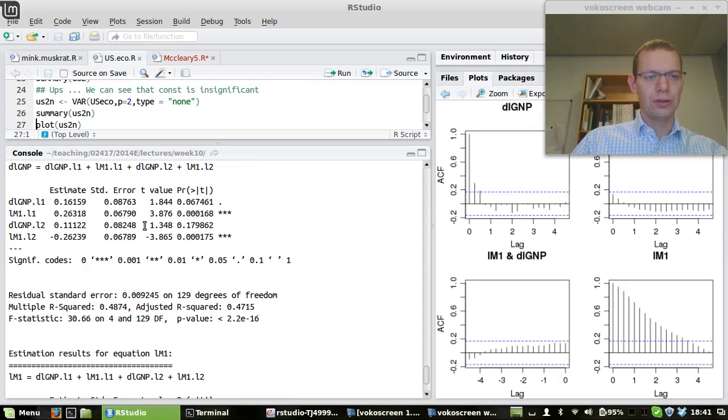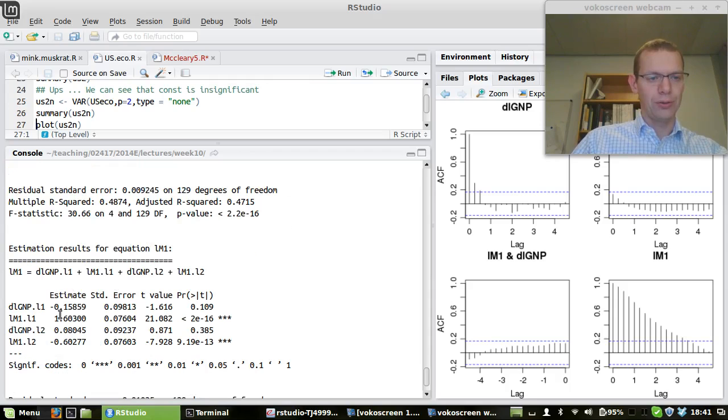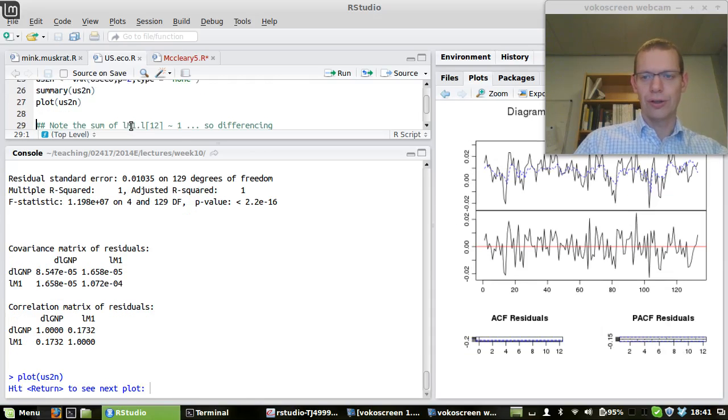What we notice is that for the GNP variable, it only depends on the money, or mostly depends on the money, significantly at least, and the money also only depends on the money. Let's just do a plot to see how things work.